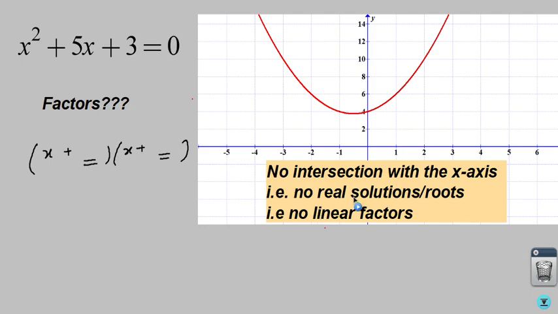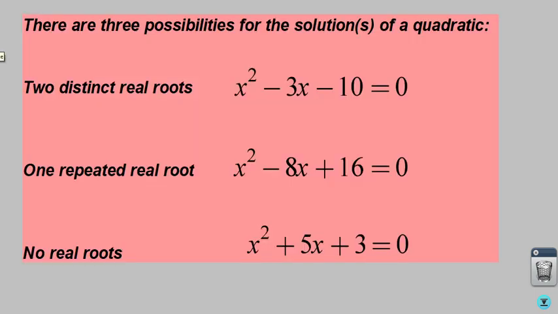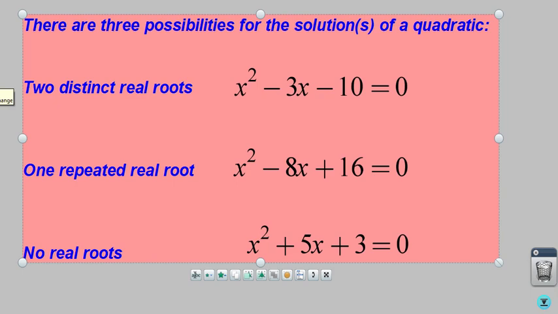And since there are no real solutions, this implies that there are no linear factors. Previously, we could find the factors and then we could find the roots. Here, it's obvious that there are no roots. Obviously, there are no factors. So there are three possibilities for the solution of a quadratic equation. It may have two distinct real roots, such as in this case. It might have one repeated root, or it may have no real roots.